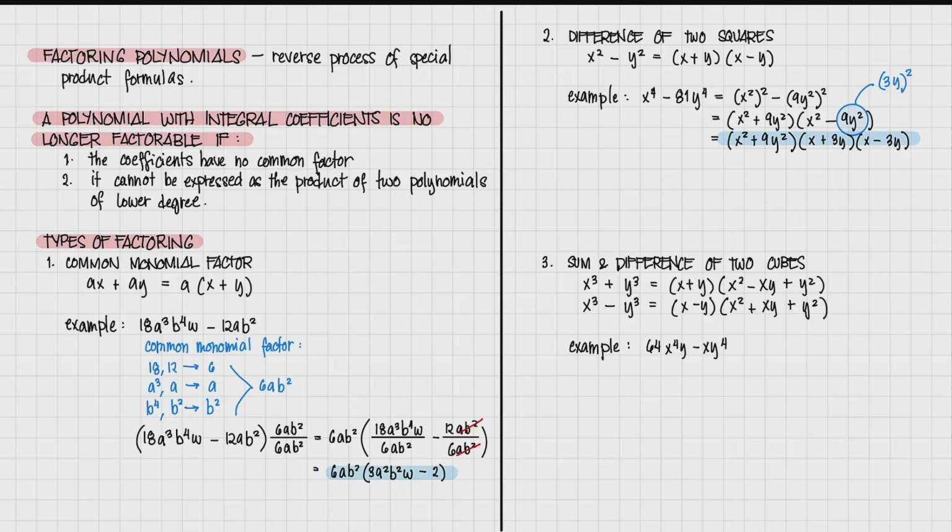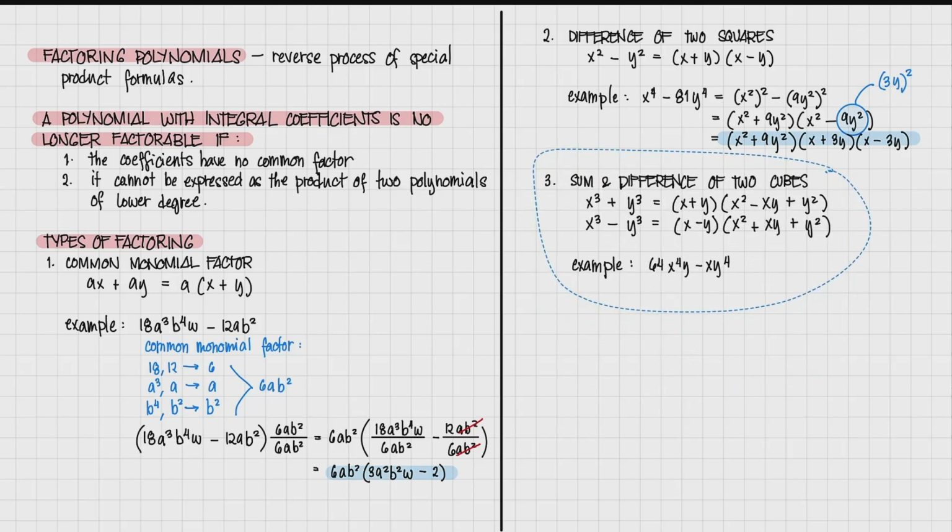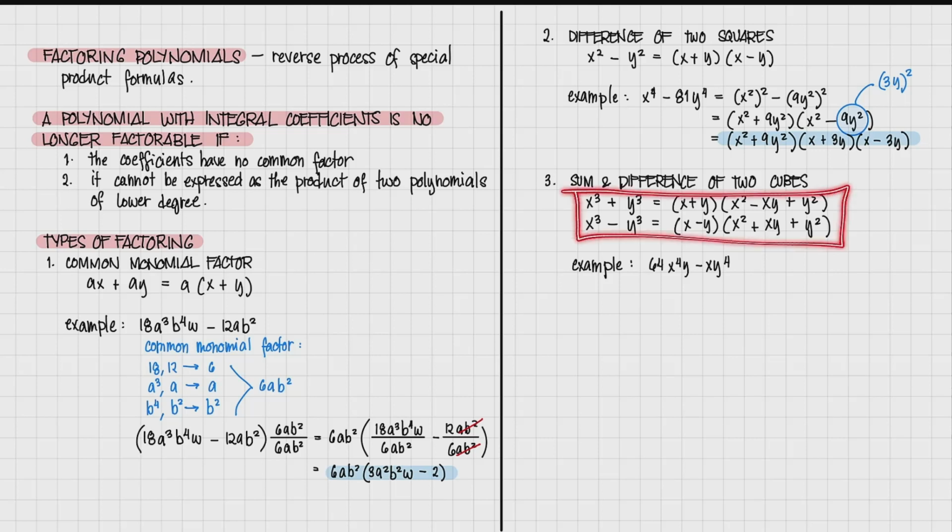So, next type natin. Let me just bring this up so that we could have more space. So, sum and difference of two cubes natin. And these are the formulas that we're going to use. Pretty much, di ba, similar lang dun sa process natin sa special product formulas. Well, basically, they are the same formula. We're just reversing the process. So, okay, another example for this one: 64 times x raised to 4 times y minus x times y raised to 4.